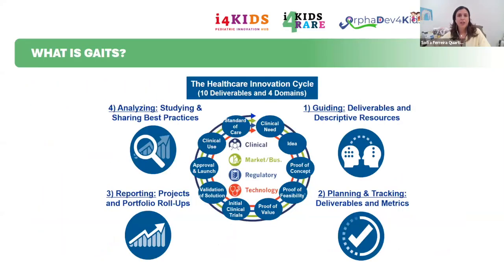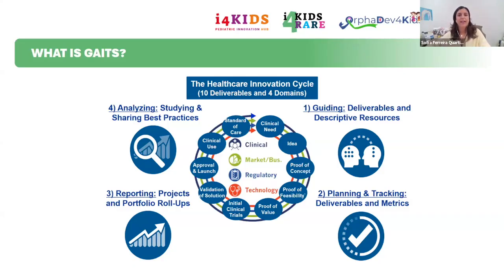Here you can see that GAITS is a wheel. The first thing that makes it quite different from other methodologies, which normally are shown as a straight path from left to right, is that when you go through the different stages in order, you start and then you arrive at the end and you are done.